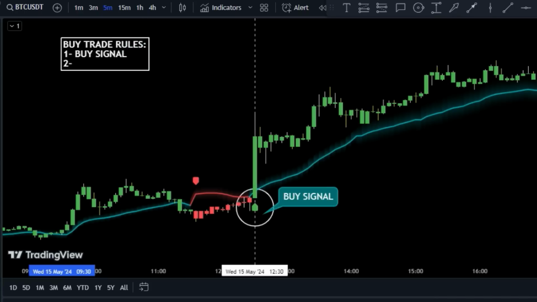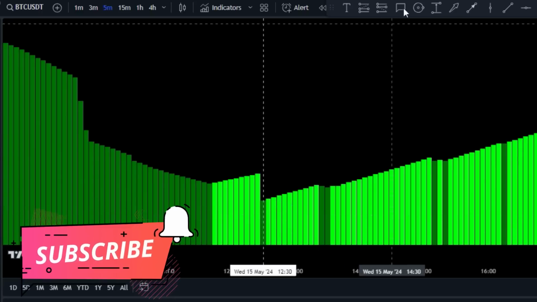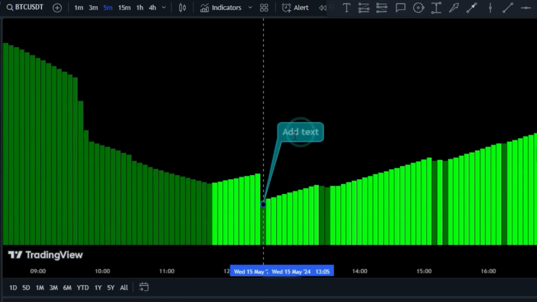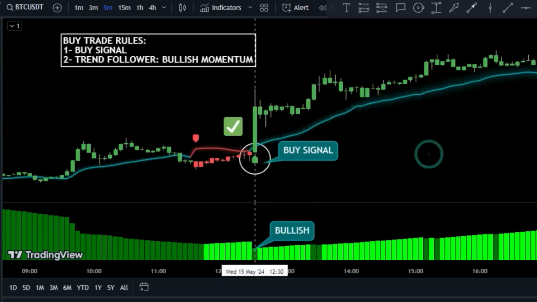But before jumping the gun, check the trend follower indicator for more confirmation. If it's showing green columns, that means the market's got bullish momentum. In that case, you're good to go. If both conditions are met, open a buy position and get ready for the next steps.